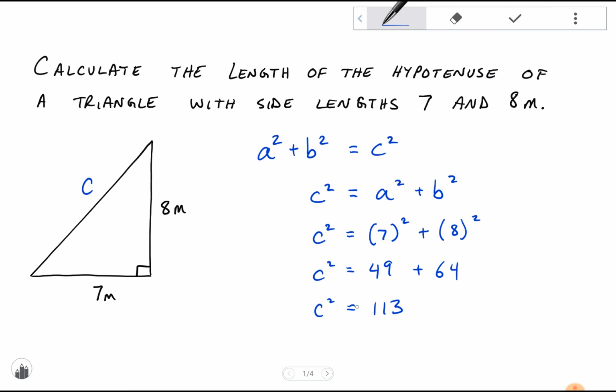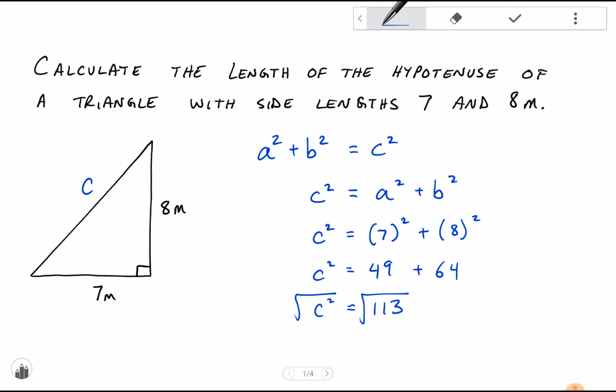Now, to solve c squared equals 113, we need c. So we need to take the square root of c squared to get c. And if we square root the left side, we need to square root the right side. So the square root of c squared is c. And that's exactly what we're looking for.